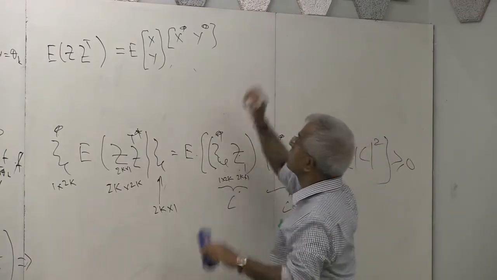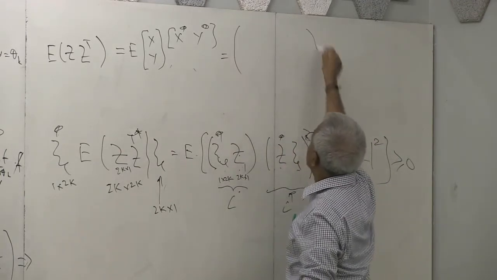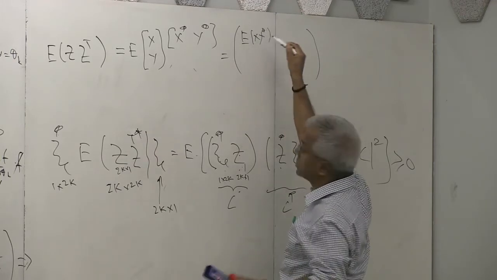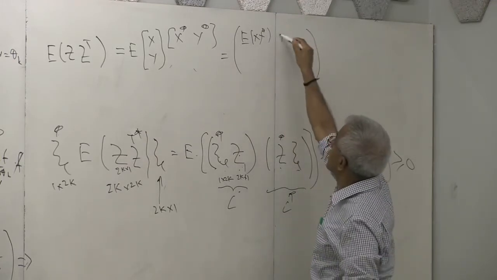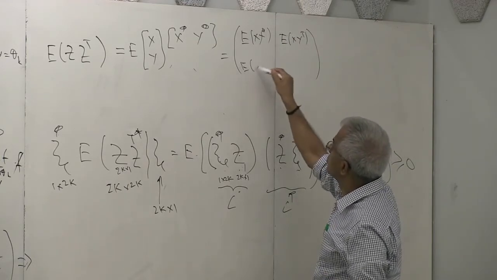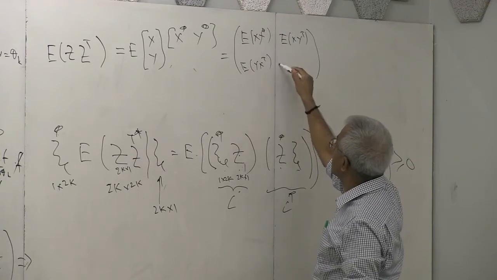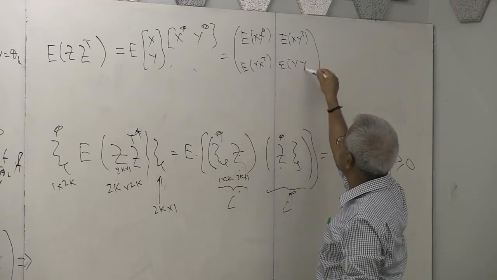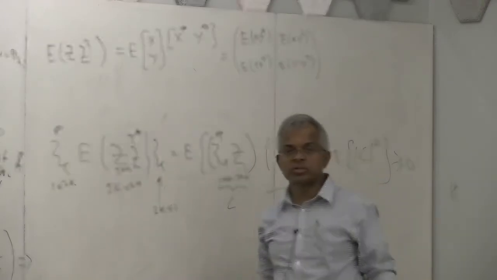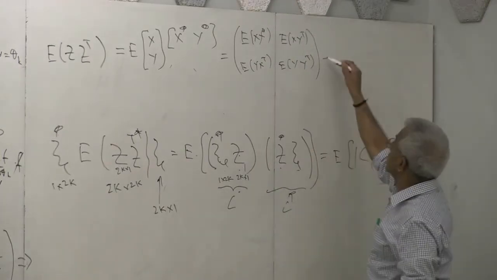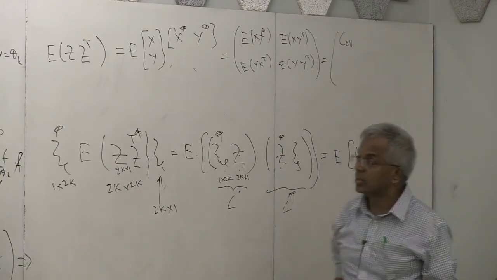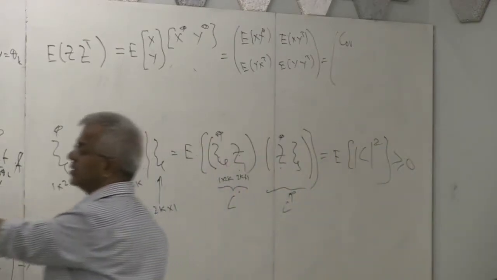So if I write it up, I'll have 4 entries. I have expected value of xx transpose, which is the covariance matrix of x, expected value of xy transpose, expected value of yx transpose, expected value of yy transpose. We just proved that this is identity. That's what, right? 5 minutes back. So I can write this as the covariance matrix of this vector.